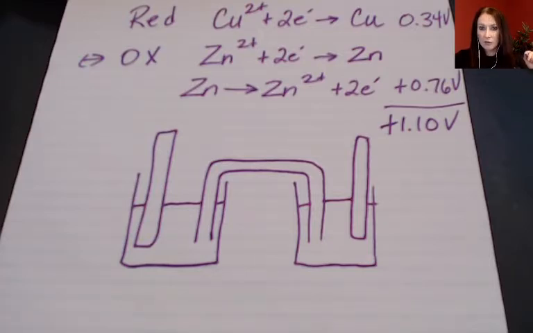All right, so what are you required to show on your diagram of your electrochemical cell? Anode, cathode, salt bridge, direction of electron flow, which one is your positive and your negative terminal, and then the direction of ion flow, also very important.